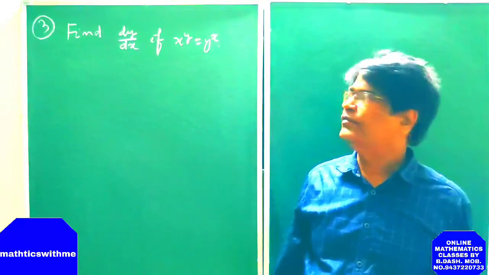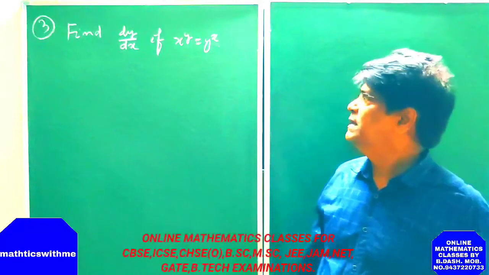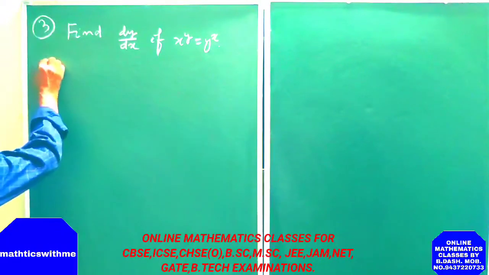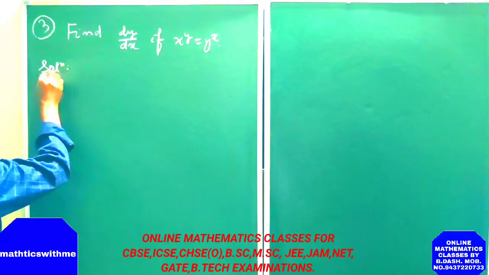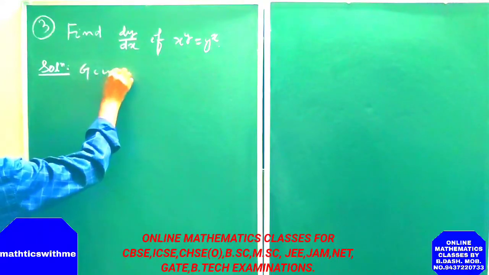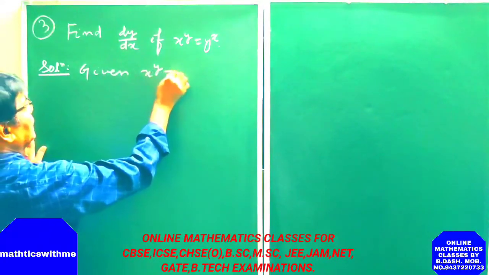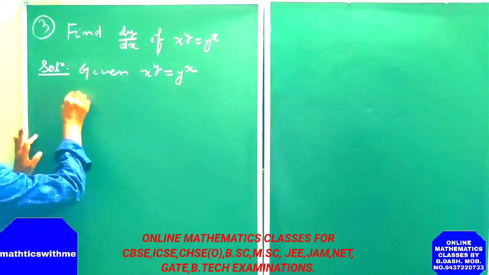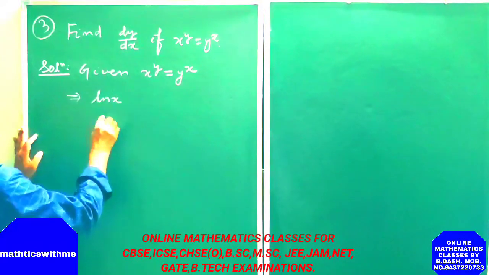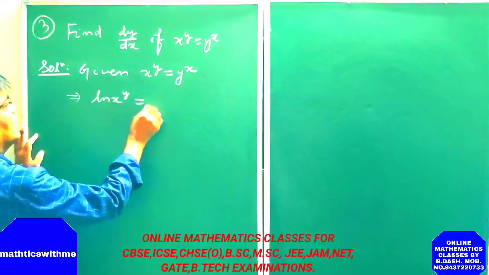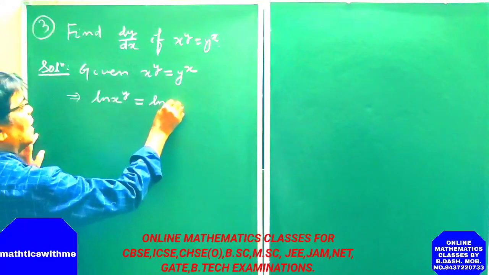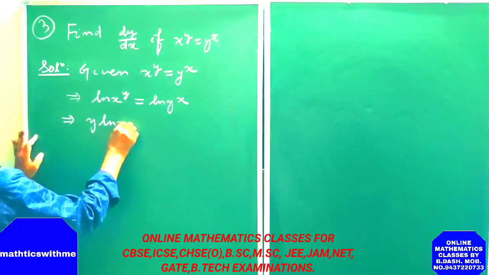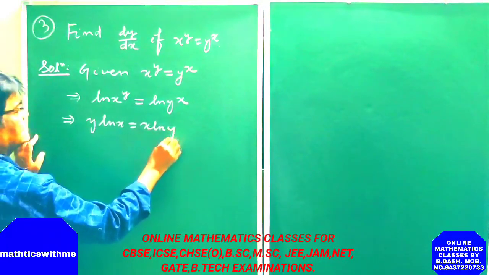Our next question is find dy/dx if x to the power y is equal to y to the power x. Now solution. Given x to the power y is equal to y to the power x. So this implies ln x to the power y is equal to ln y to the power x. This implies y ln x is equal to x ln y.